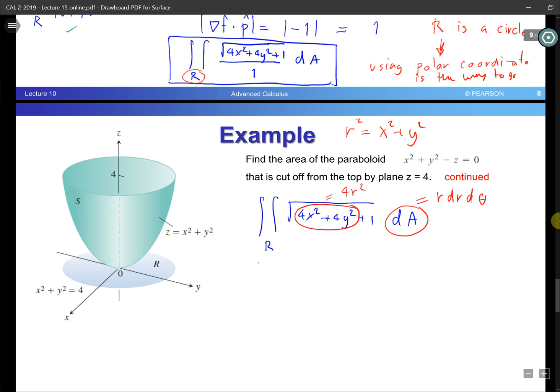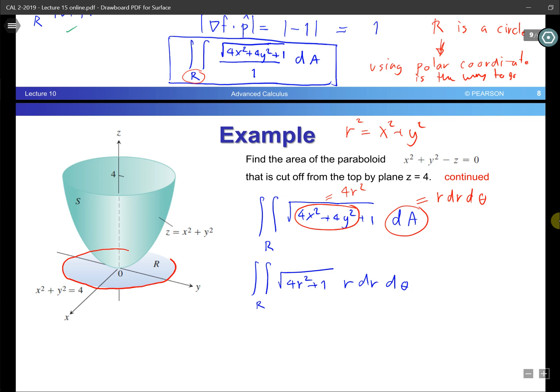Now what do we have here? We have this double integration over this circle. This domain region of square root of 4r squared plus 1 r dr d theta. We are talking about this region here. Now we have to specify the range for the radius and the theta.